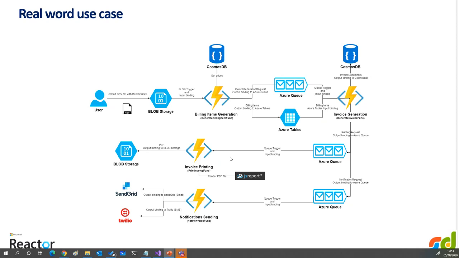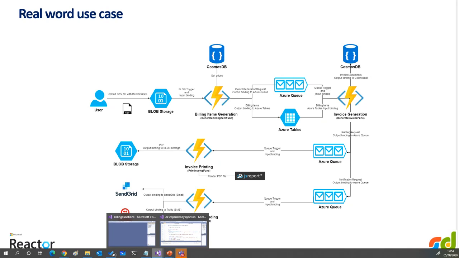The printing request queue triggers an invoice printing function that creates a PDF of the invoice and then saves it to the blob storage, while the other function, the notification sending, is a function that is automatically triggered and then sends the invoice via SMS or email to the customers, a notification that an invoice is ready to be downloaded, all in a completely serverless way.